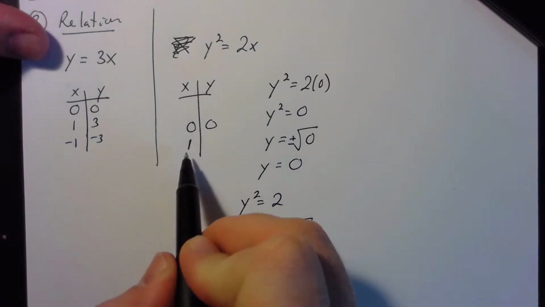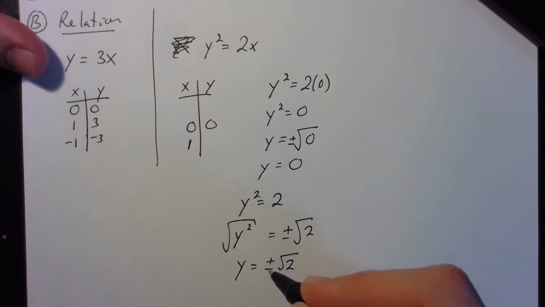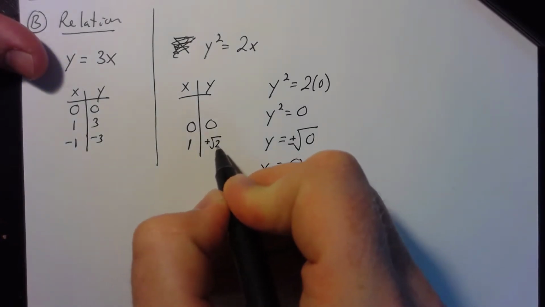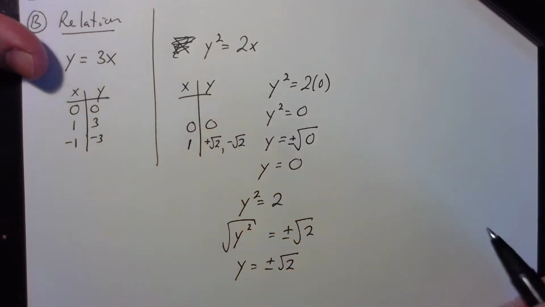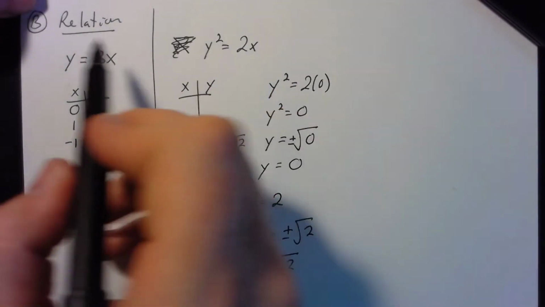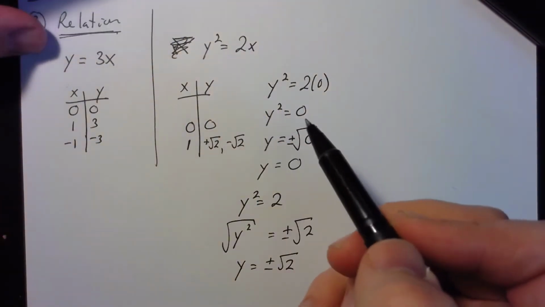So when I ask you what happens when I plug in 1, and you try to tell me, well, I can't tell you exactly what it does, it's going to be either a negative square root of 2 or a positive square root of 2, that tells us that this relation cannot be what we call a function. In this particular situation, a relation is nothing more than a comparison between two variables, x and y.